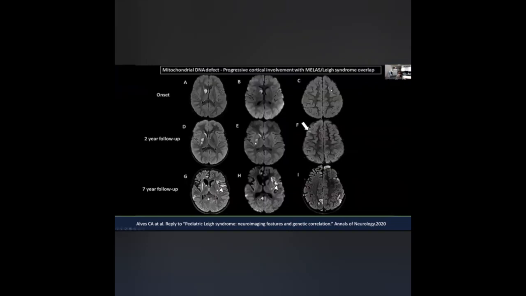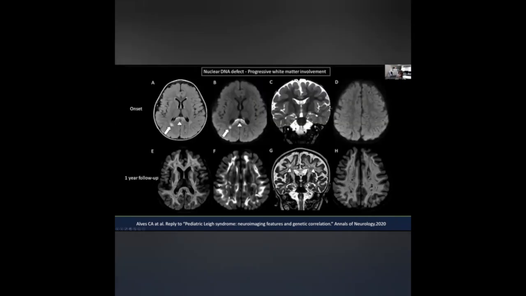And remember that these lesions involving the cortex may come just in follow-up studies. So if you see a patient with Leigh syndrome and involvement of the mitochondrial genome, be aware that cortical lesions may come in the follow-up studies. This rule also works for the nuclear genome and involvement of the white matter. Sometimes subtle changes in the white matter at the onset may become very evident in the follow-up studies.